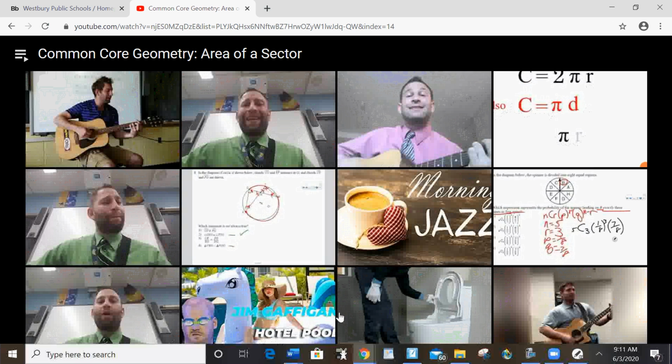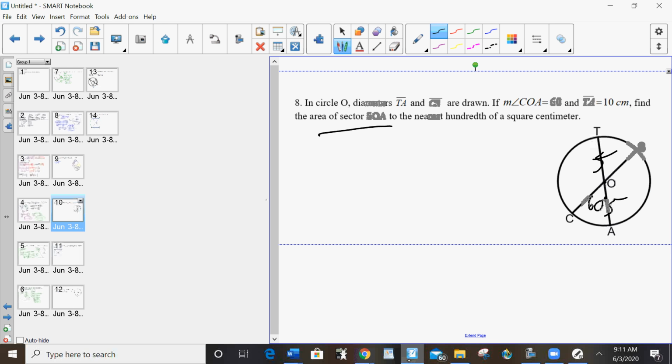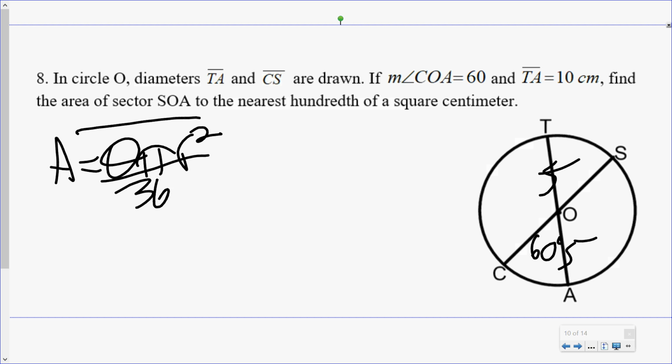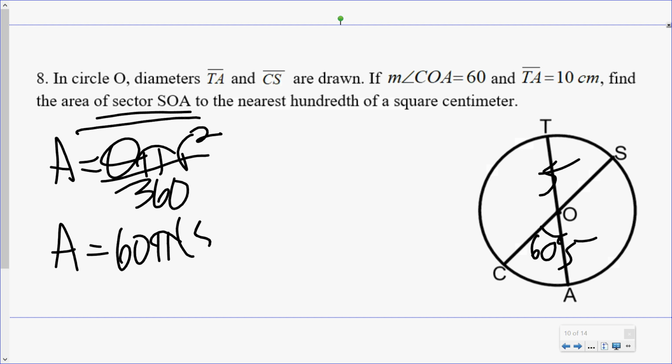All right, so A equals theta pi r squared over 360. It's asking for the area of the sector. Theta is the central angle. My central angle is 60. My radius is 5, squared, over 360.